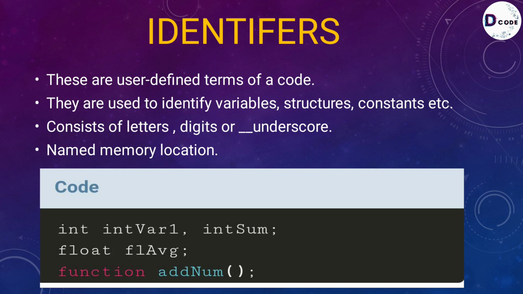In C language, identifiers are names given to variables, constants, functions, structures, pointers, arrays, and many more. They consist of letters, digits, or underscore. These are named memory locations which store the value. As you can see in the code, here int and float are keywords, whereas var1, sum, and average are identifiers, and addNum is a function call.